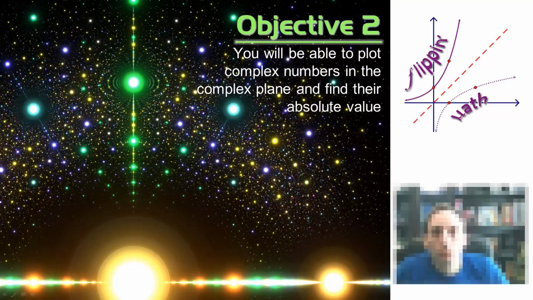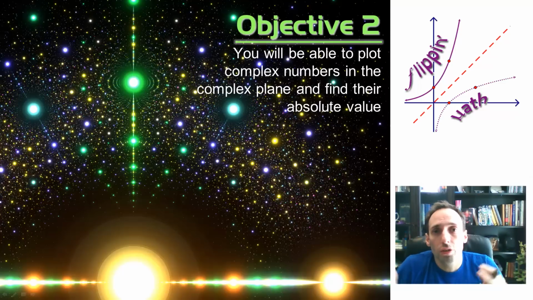So welcome back to your lesson on complex numbers. Here's objective 2, all about plotting those complex numbers in the complex plane and then finding their absolute value, how far away they are from 0.